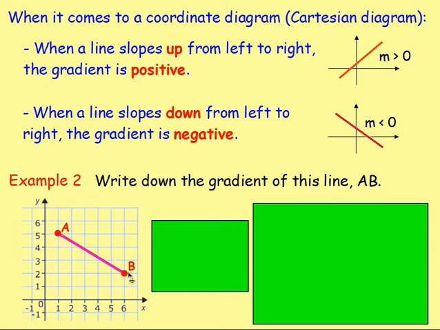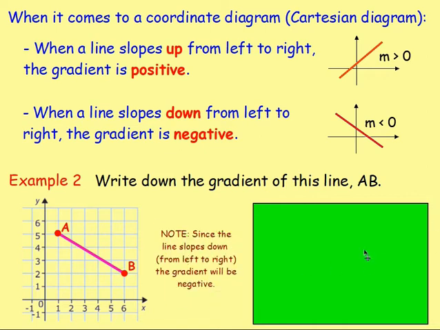So going from A to B, you can see the line is drawn in here. If we imagine this line looking at it from left to right, would it be going downhill or uphill? Yes, it's obvious. It's going down. So since the line slopes down from left to right, the gradient will be negative.